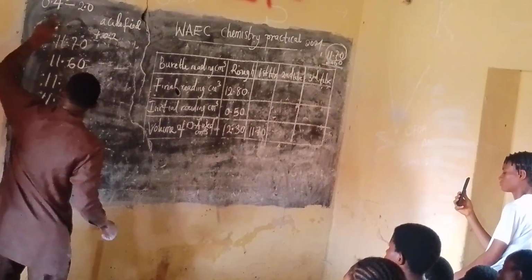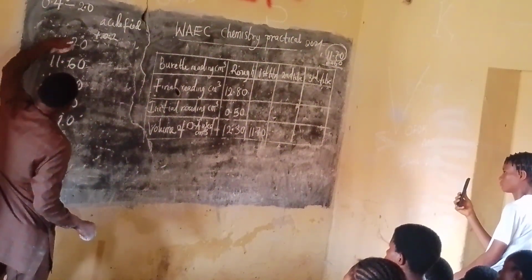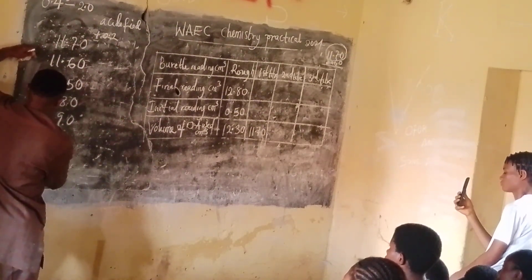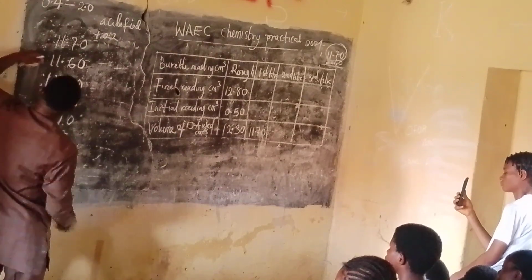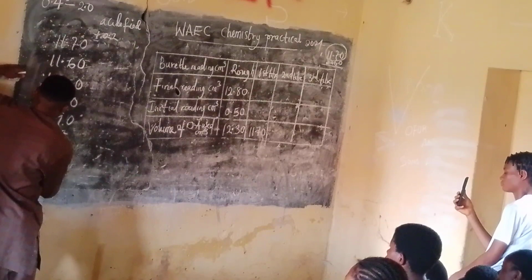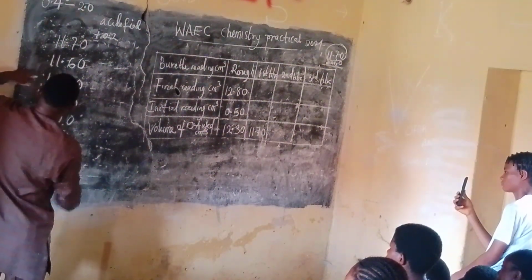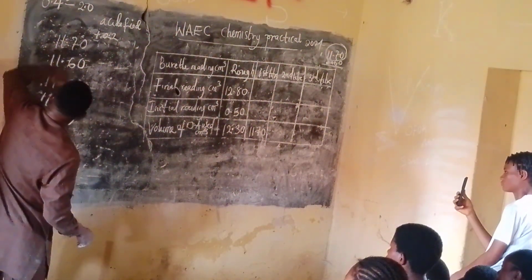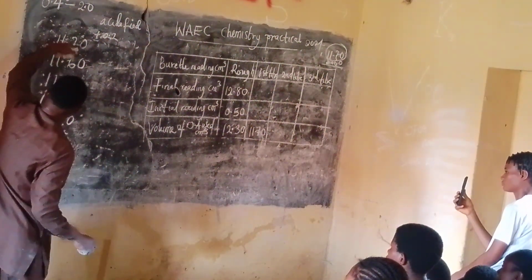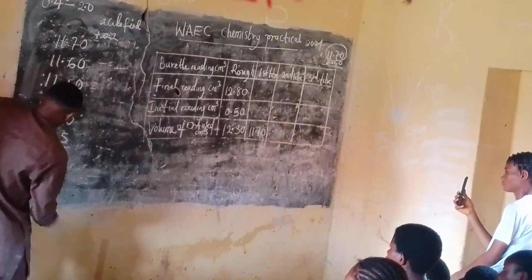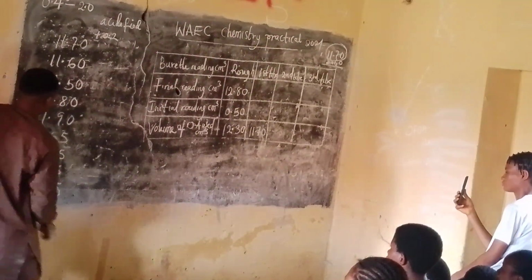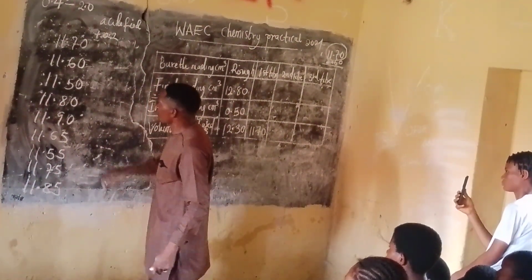11.90. Not more than that. Then in between 6 and 7, we have 11.65. In between 6 and 5, we have 11.55. In between 8 and 7, we have 11.75. And in between 8 and 9, we have 11.85. Let's check how many we have, which are correct values.